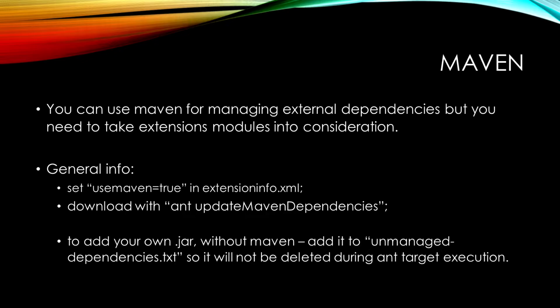Maven can be used for external dependencies management, but there are a few differences in terms of modules. In general, to use Maven, you need to enable it in the extensionInfo.xml file. Dependencies are downloaded with the Update Maven dependencies target. You can also add your own jars, but you have to specify them in the unmanaged dependencies txt file. If you don't, they will be deleted in the next Update Maven dependencies target execution.